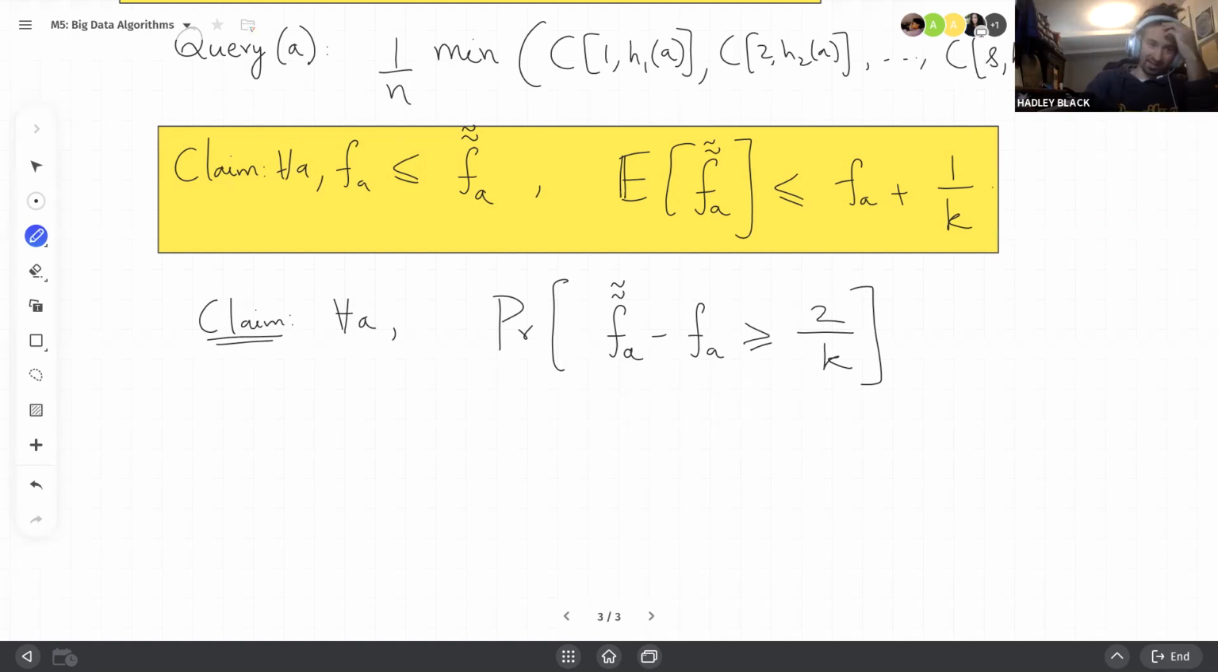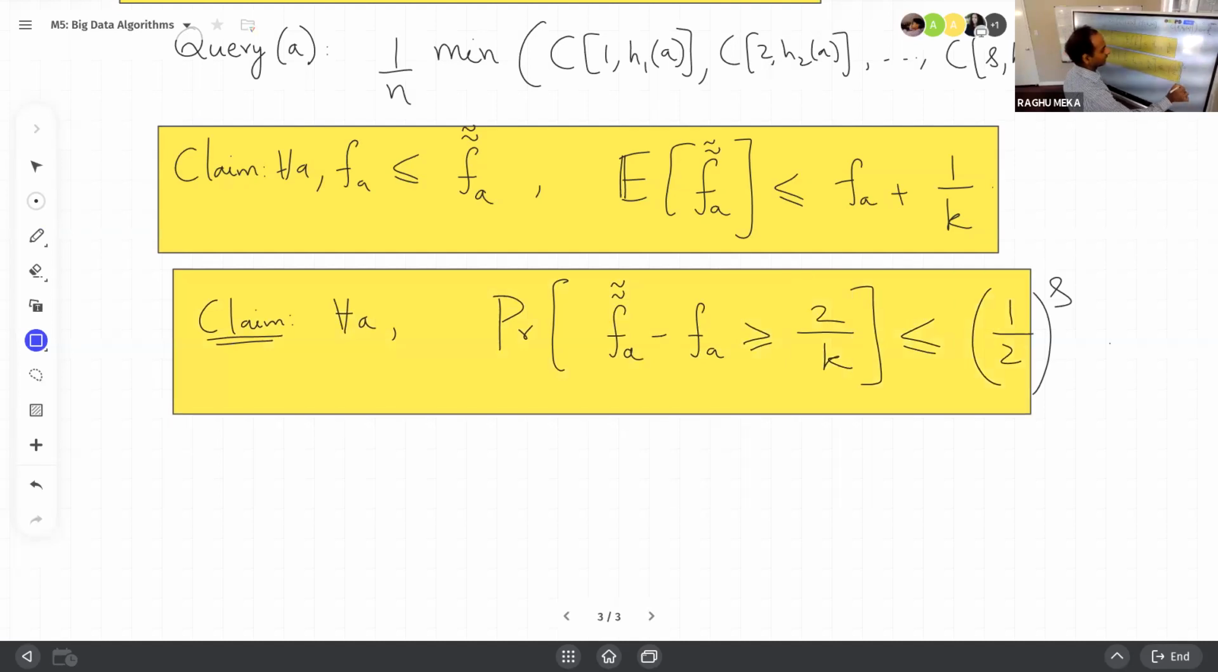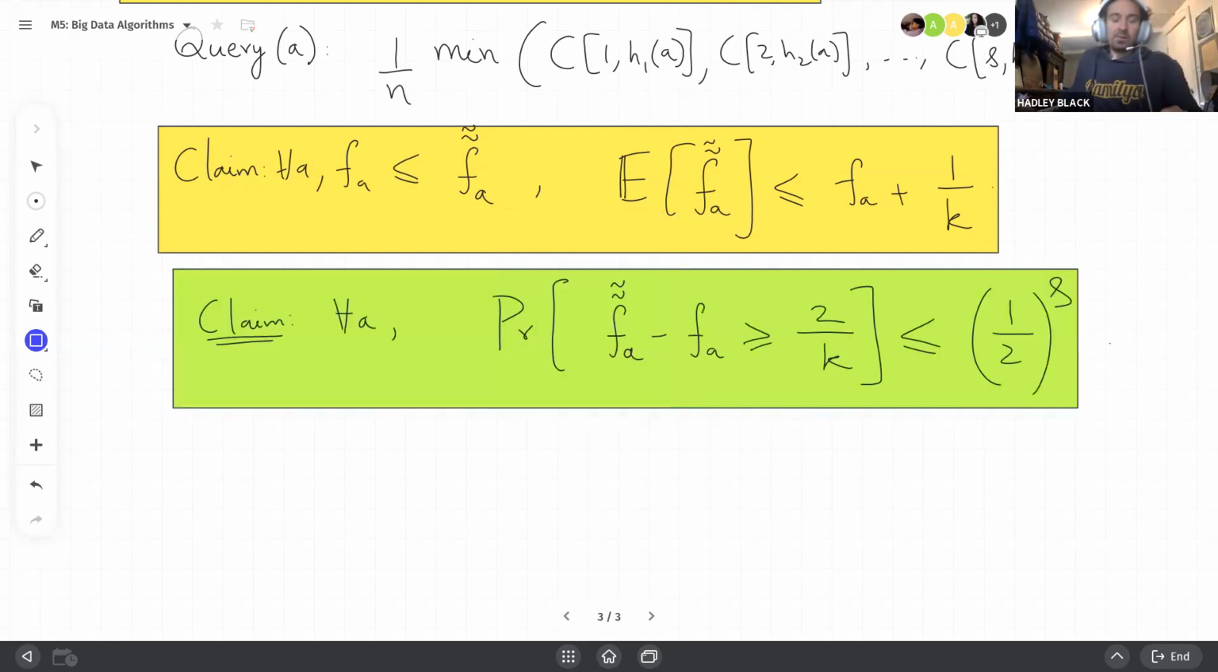I feel like this is exponentially small in the number of repetitions. Exactly. Right? So which is great, by taking S copies, we are getting an exponential boost in the reliability. And why do you think this is? What's the reason to expect such a thing? So if f double tilde is larger than 2 over k, that means that every single one of the S estimates was larger than 2 over k. And that happens with probability a half, and they're all independent.